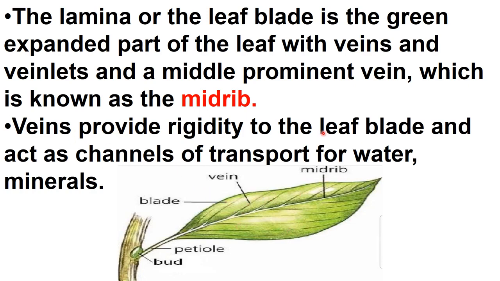Veins provide rigidity to the leaf blade. So what is the function of these veins? They make the leaf blade rigid and act as channels of transport for water and minerals. Like in us, veins are present to transport blood to different body parts, here these veins help in the transport of water and minerals. These are coming from the xylem and transport water and minerals to different parts of the leaf. So you can see the complete structure of the leaf here: midrib, veins, this is the complete leaf blade, this is petiole, and here this is axillary bud.